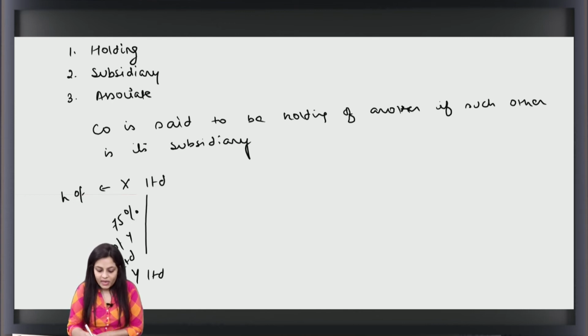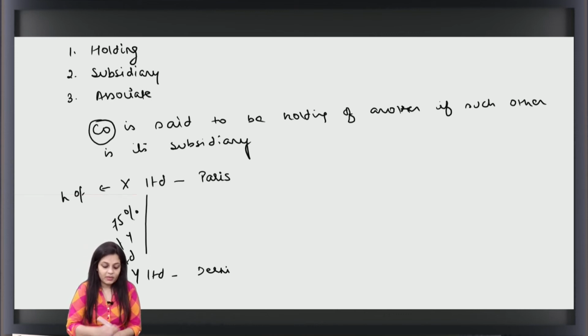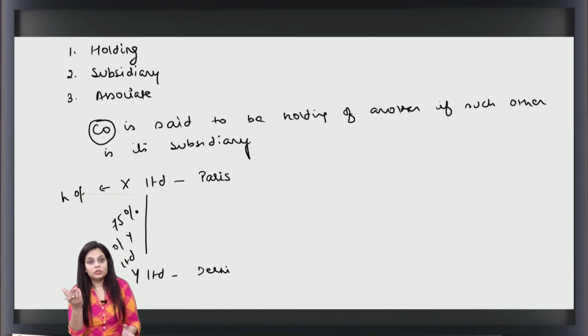But now let us say, if I just rephrase this a little and I say X Limited is incorporated in Paris and Y Limited is incorporated in Delhi. Now X Limited holds 75% of Y Limited. So is it a holding subsidiary or not? But if you look at the definition, company is said to be the holding of another. What do we mean by company? Company means a company which is registered under the Companies Act 2013 or previous act. Incorporated in Paris, is it incorporated under the Companies Act? No. Then as per this definition, it is not holding.